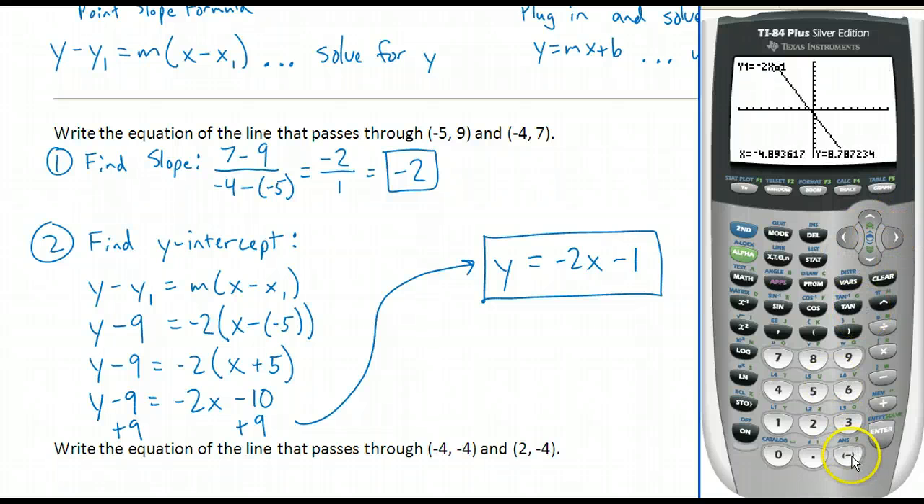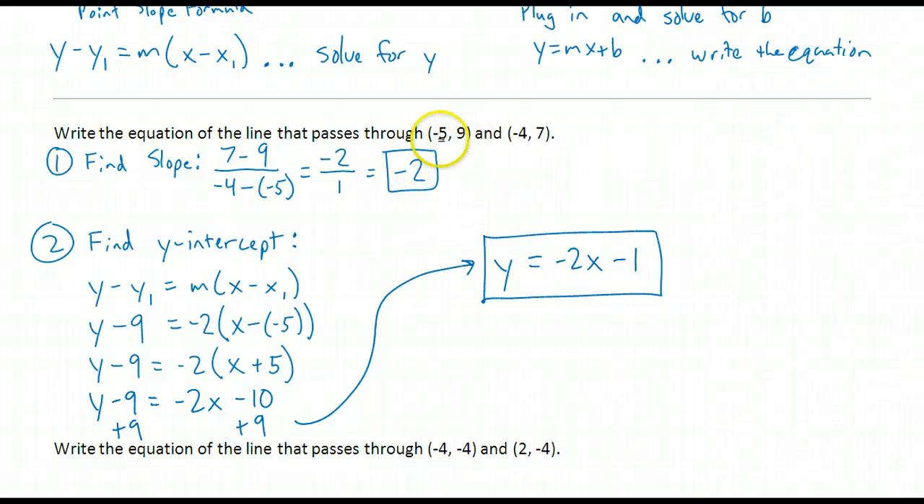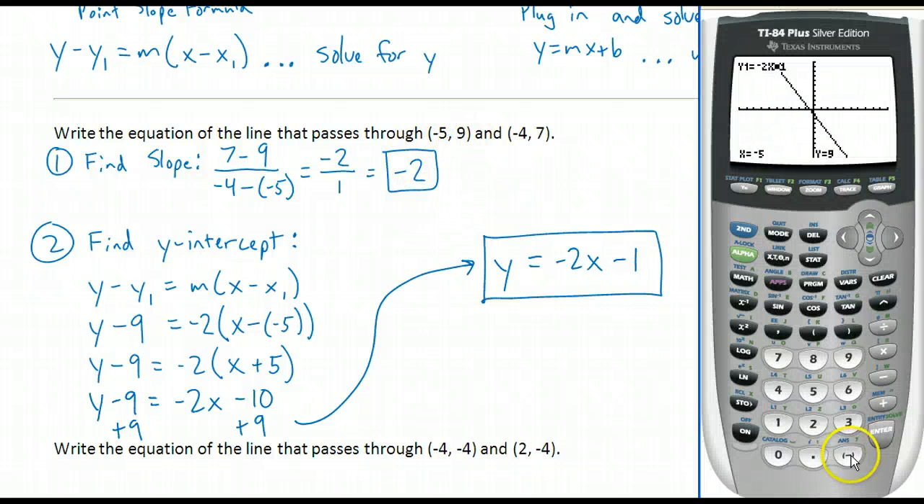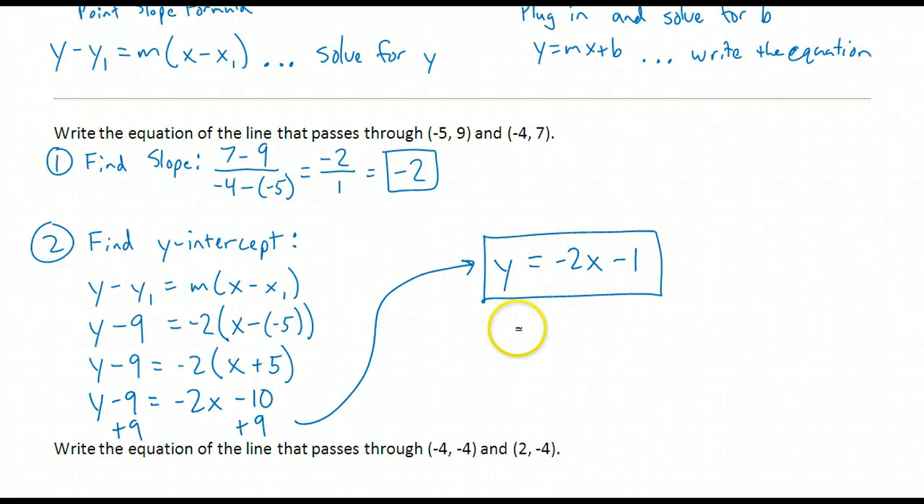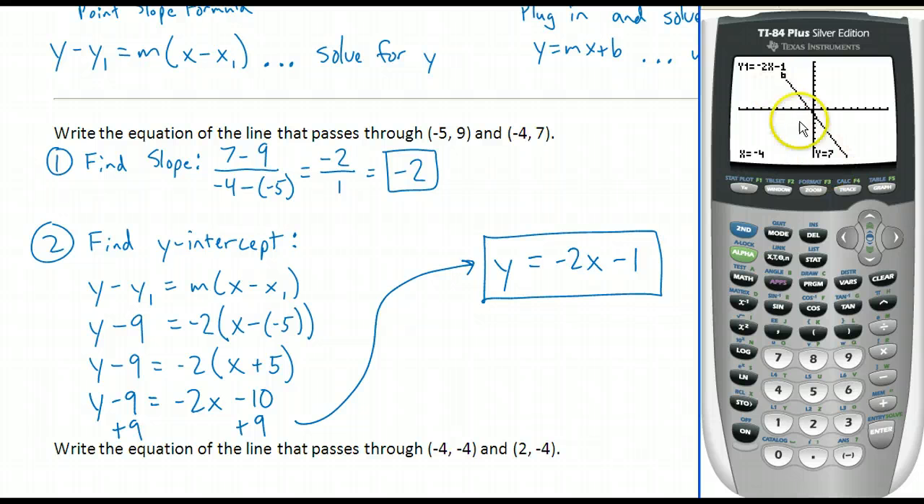So I'm going to type in, after hitting trace, negative 5. If you notice, x equals negative 5 pops up. When I hit enter, there's my value, negative 5, 9. So my line goes through this point, and if I type in negative 4, my line also goes through my second point. So I know that this is the correct answer. You should never get one of these problems wrong, especially with a graphing calculator, to double check your answers.